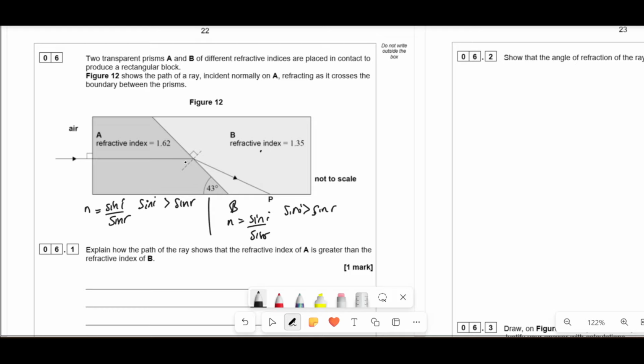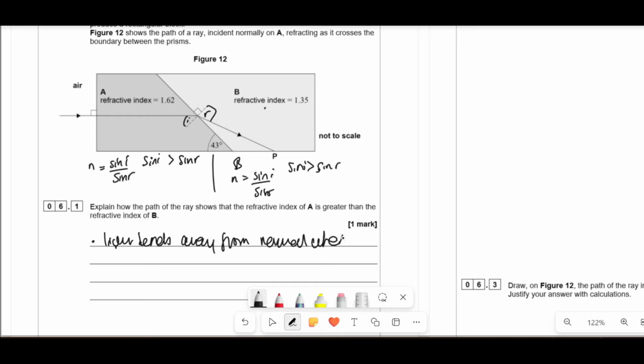However, here we can see that the angle of incidence is here for B, but then the angle of refraction is R. You can see that the refraction angle is bigger than the incidence. It's actually moving away from the normal. So there's two ways. First of all, since A is more optically dense than B, because this is now less dense, it's going to move away from the normal. So that's exactly what we want. Light bends away from normal when speeding up. So the refractive index of A is greater than the refractive index of B.